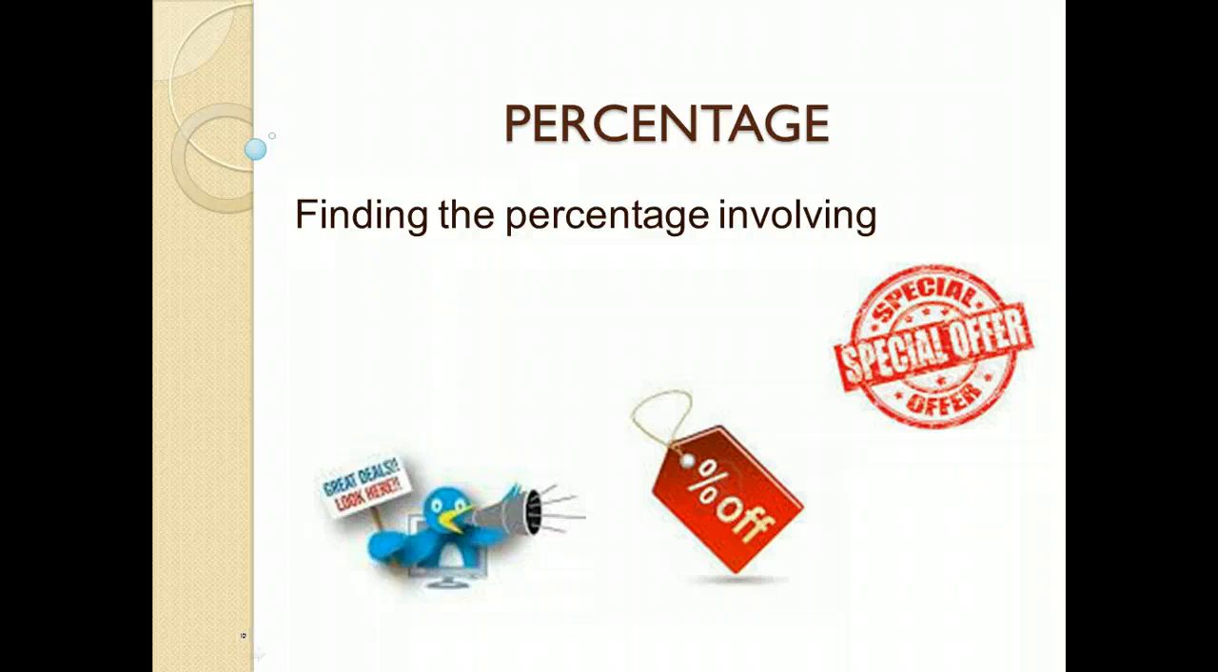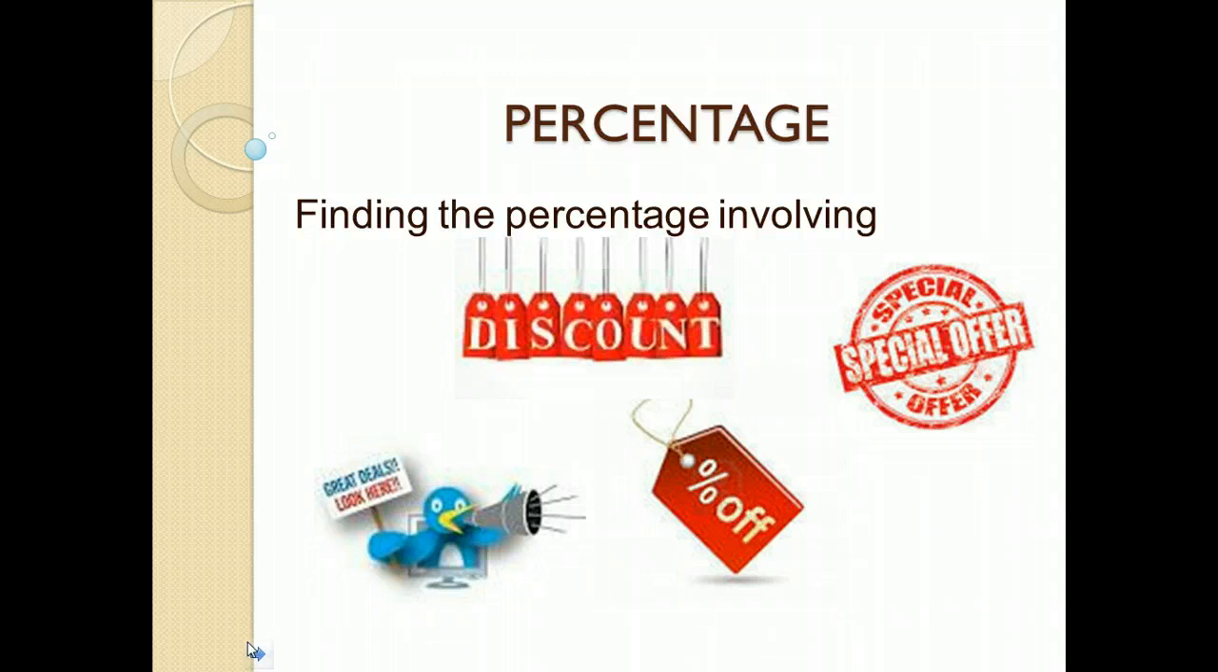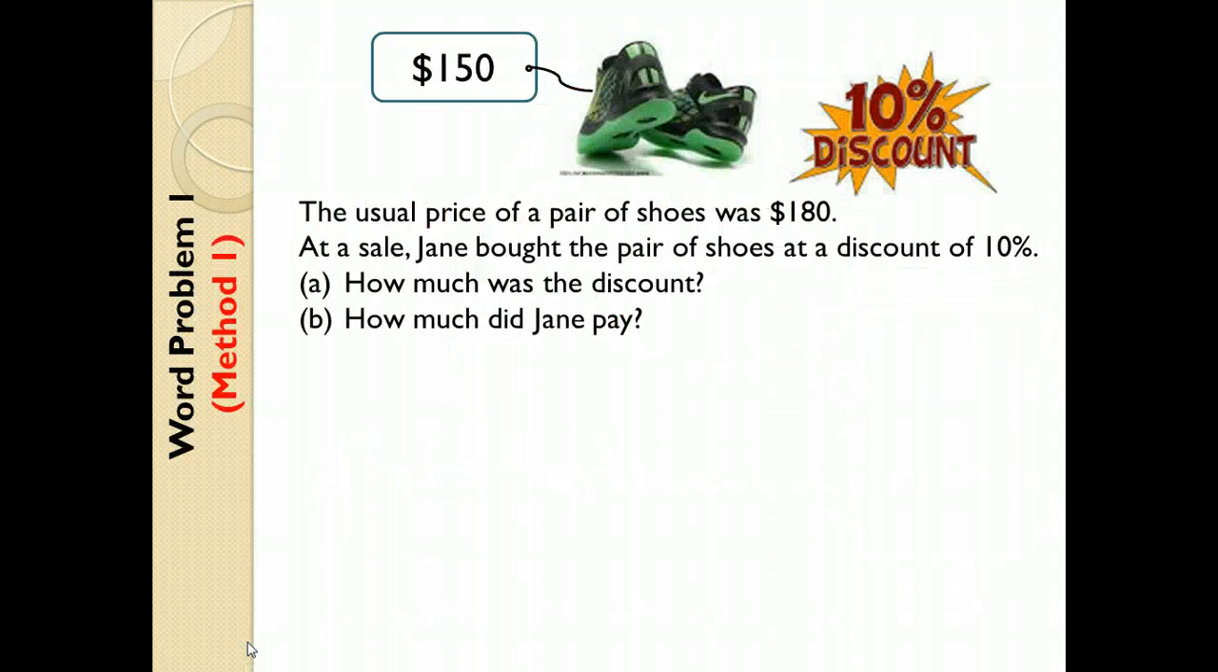Today we are going to find the percentage involving discount. Let's look at the word problem. Method 1. The usual price of a pair of shoes was $180. At a sale, Jane bought the pair of shoes at a discount of 10%. How much was the discount? How much did Jane pay?